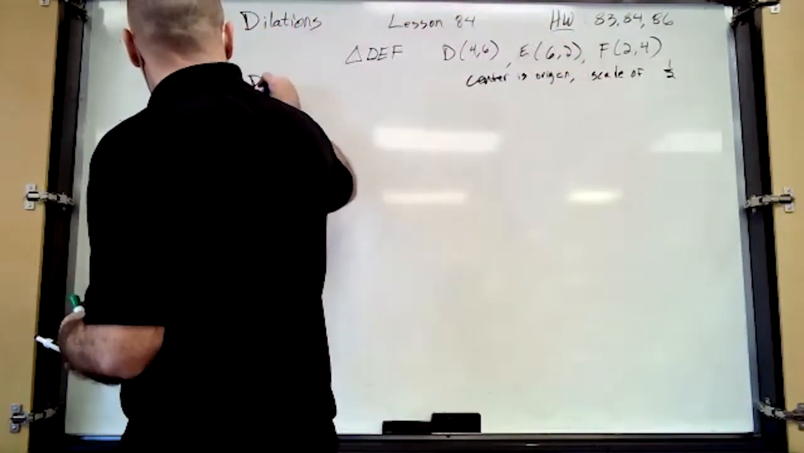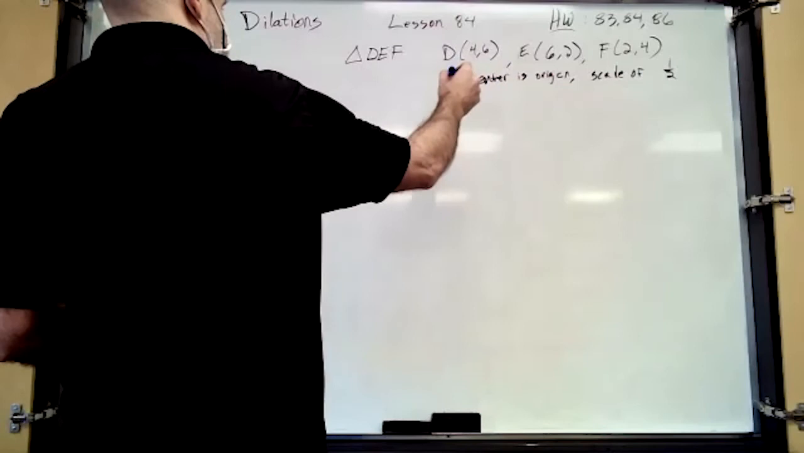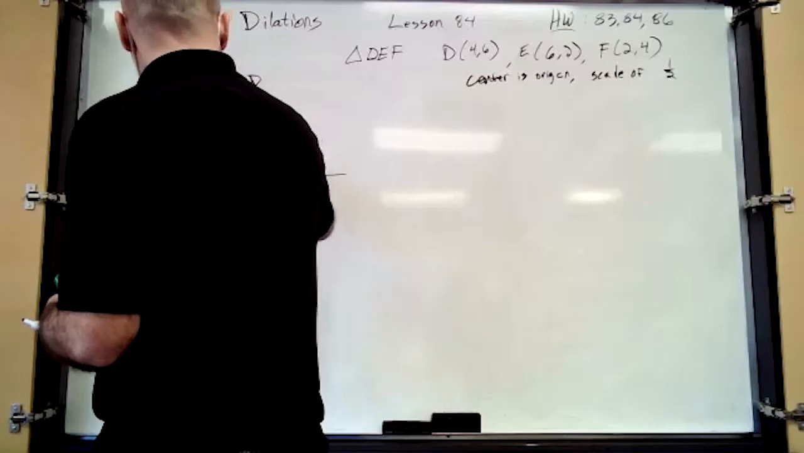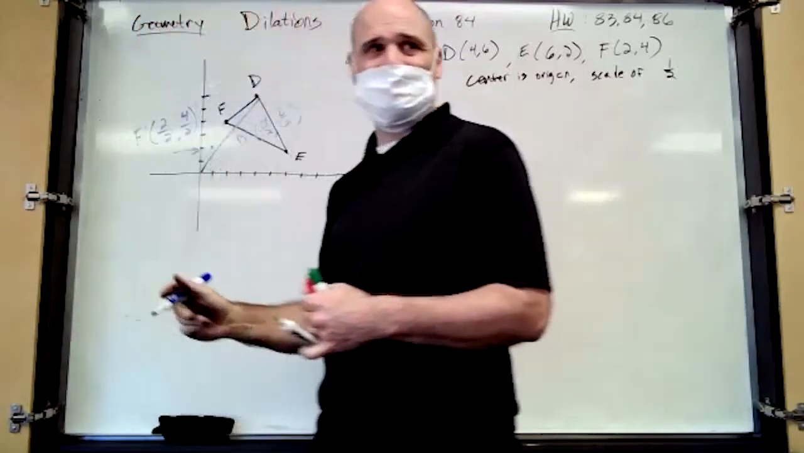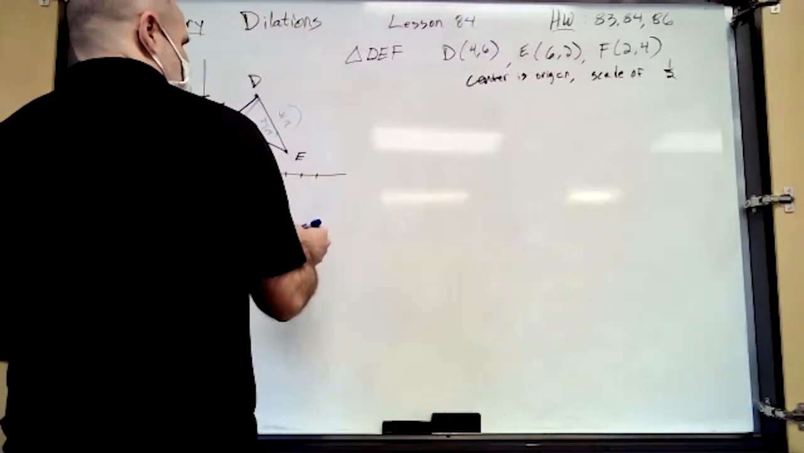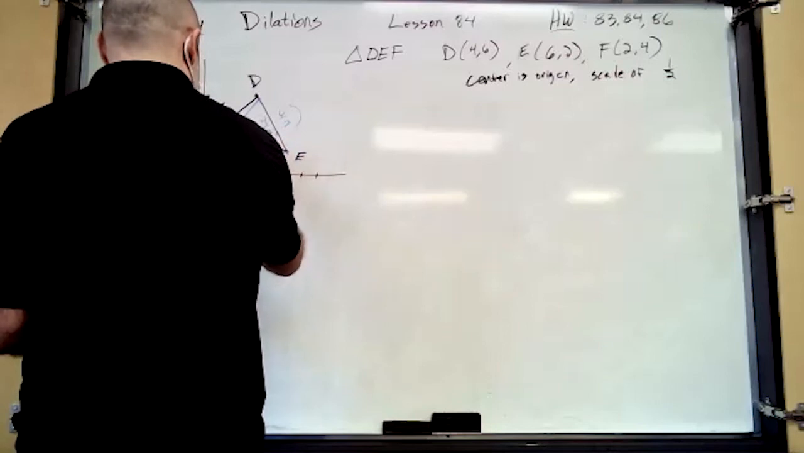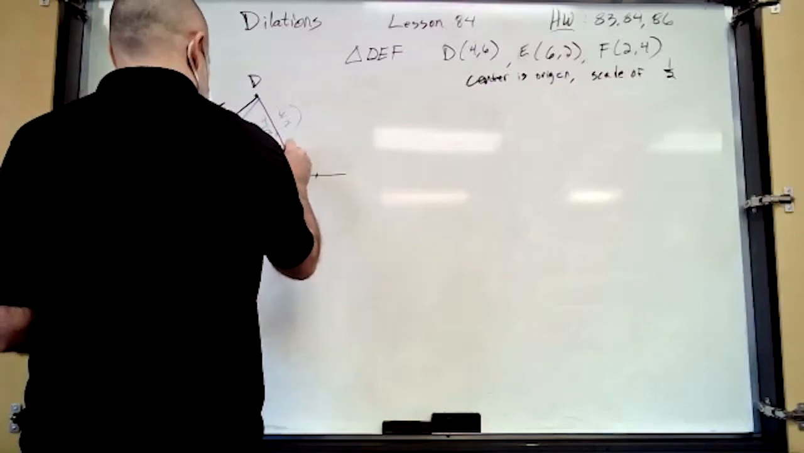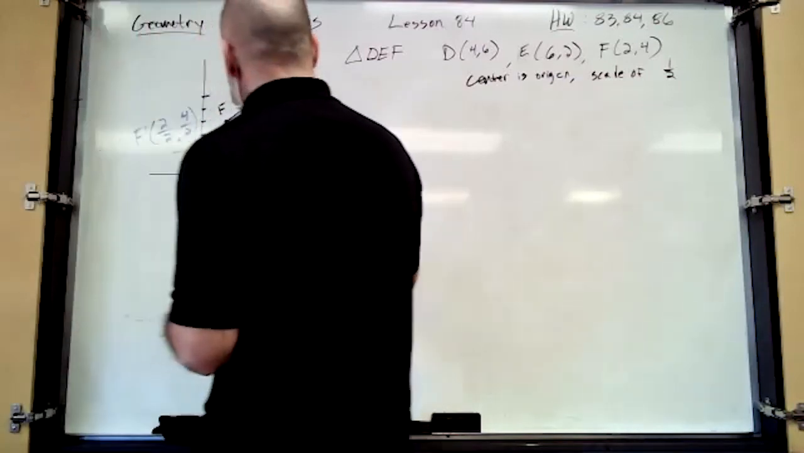So this guy is 4, 6. Cut it in half, it'd be 2, 3, right? So this is D prime, which is 4 divided by 2, 6 divided by 2. So just cut each coordinate in half. And then E is 6, 2. So instead of 6, 2, we're going to cut 6 in half and 2 in half. So this is E prime, which is 6 divided by 2 and 2 divided by 2. So 3, 1.